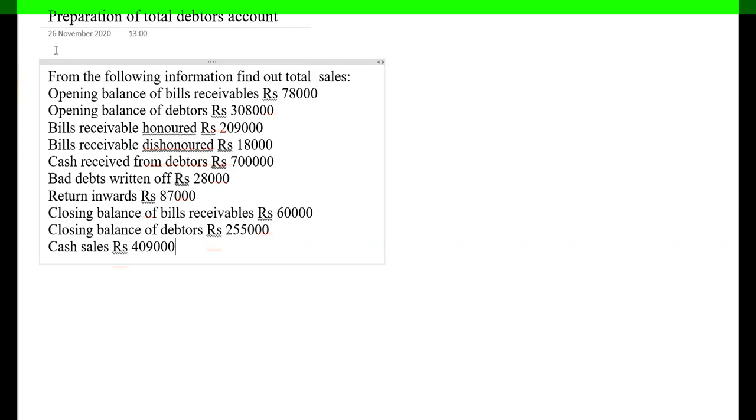In this problem, we are given the opening and closing balance of bills receivables. We are not provided with the amount of bills received from the debtors. So for that purpose, we need to prepare the bills receivable account. So now let us go for the answer. The first one, we need to prepare the bills receivable account.